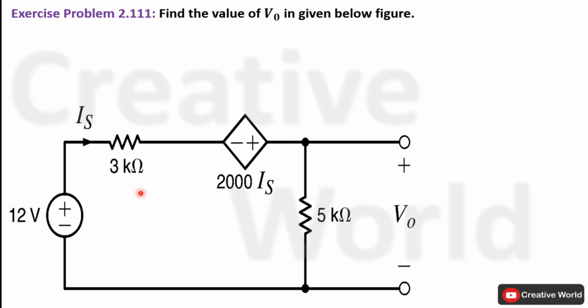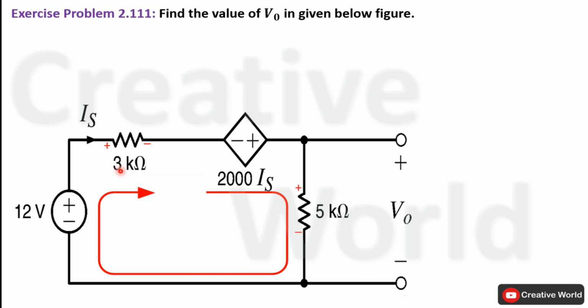So first of all, we will mark polarity notations across these resistive elements according to the given direction of current Is in this network. Current entering terminals are taken with positive sign while current leaving terminals are taken with negative sign. Now we have to write Kirchhoff's voltage law equation for this closed loop. For that purpose, start from here. Current entering terminal is positive, so voltage across this 3 kilo ohm resistance will be taken with positive sign.